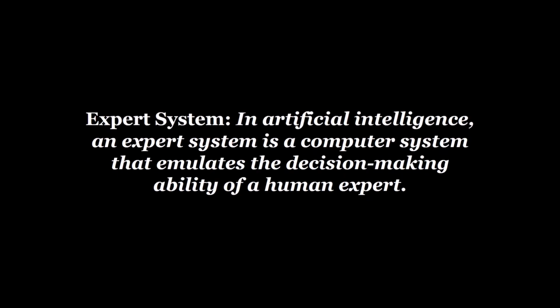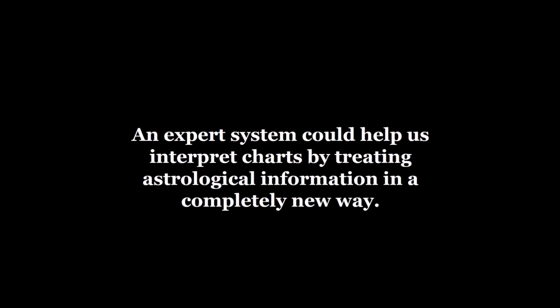Hi, today I'd like to show you how an expert system could bring something new and different in the world of astrology. What is an expert system? In artificial intelligence, an expert system is a computer system that emulates the decision-making ability of a human expert. An expert system could help us interpret charts by treating astrological information in a completely new way.